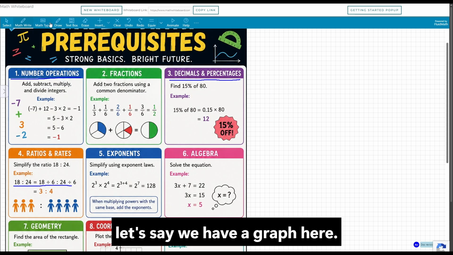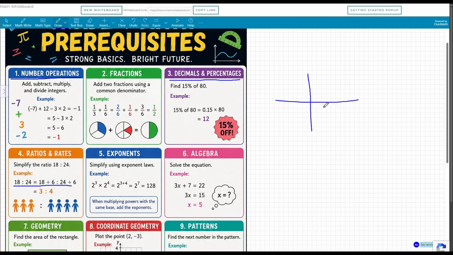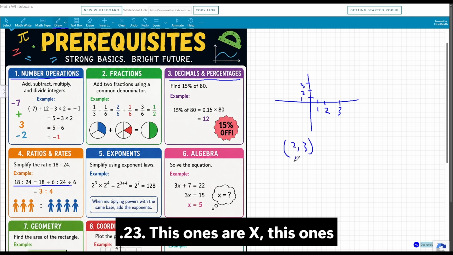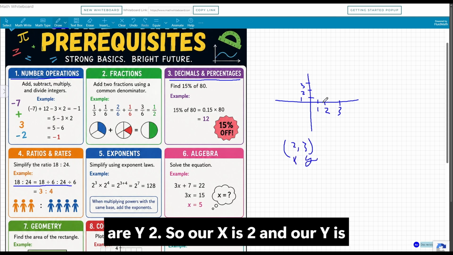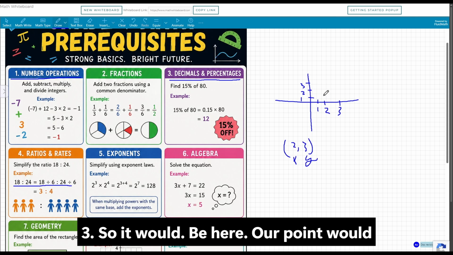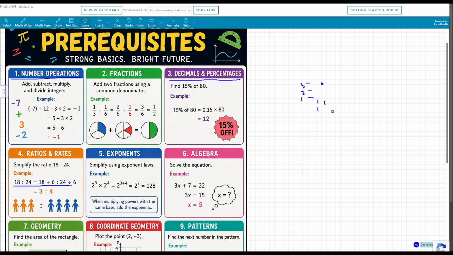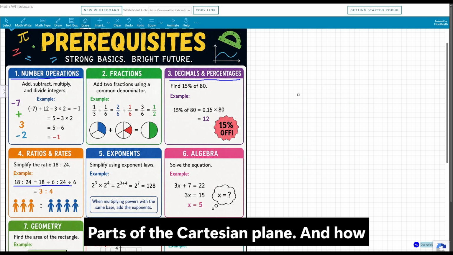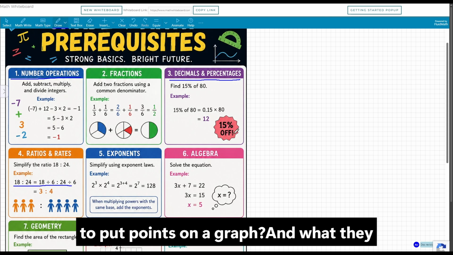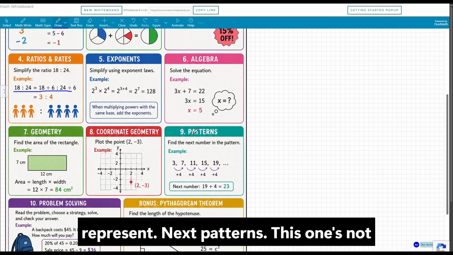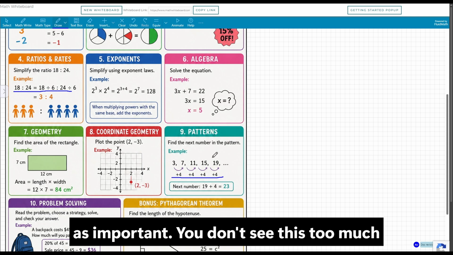So let's say we have a graph here, points 1, 2, 3, 1, 2, 3. The point (2, 3): this one's our x, this one's our y, so our x is 2 and our y is 3, so it would be here. Our point would go here. So you should know parts of the Cartesian plane and how to put points on a graph and what they represent. Next, patterns. This one's not as important.